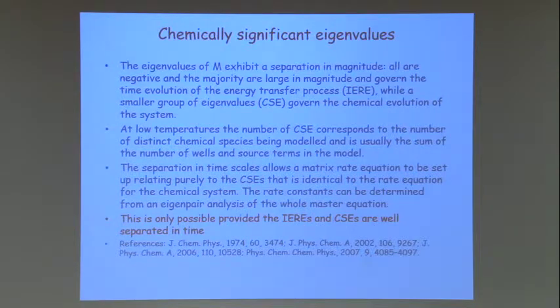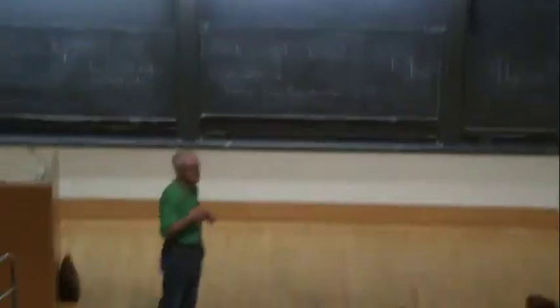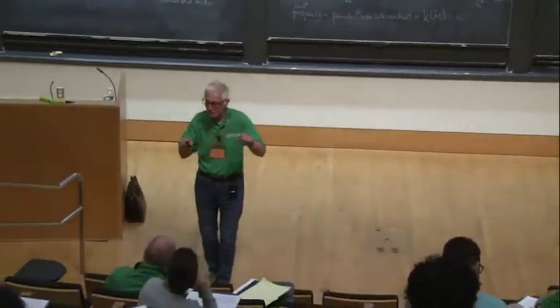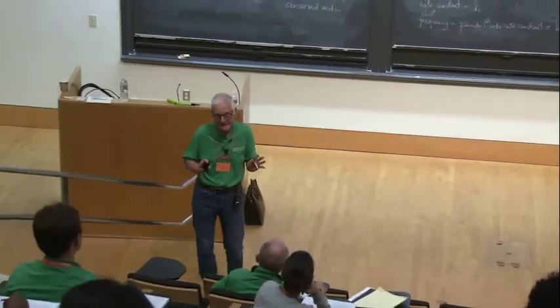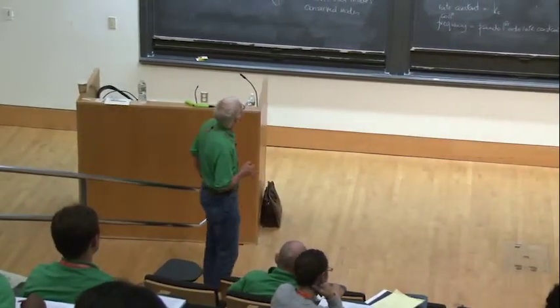The separation in timescales allows a matrix rate equation to be set up relating purely to the CSEs that's identical to the rate equation for the chemical system. We'll see that in a minute. The rate constants can be determined from an eigenpair analysis of the whole master equation. So the master equation gives you the rate constants you need for that coupled chemical system. It really is very neat the way it all comes out.